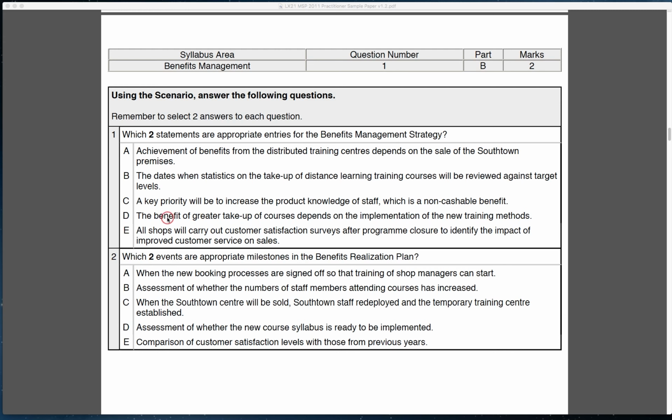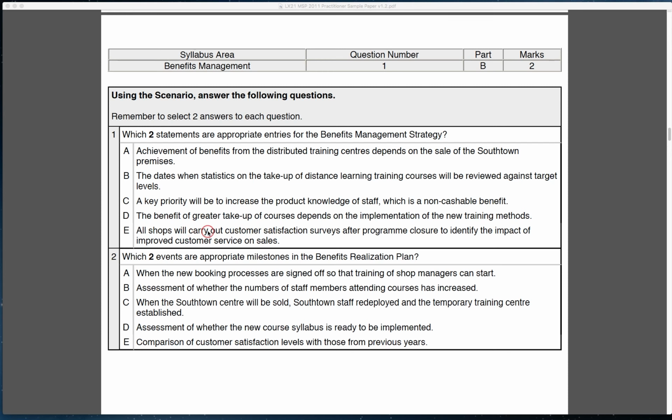D, the benefit of greater take-up, of course, depends on the implementation of new training methods. So part of that's looking at the benefits realization plan and not the strategy, and again looking at the benefits map, because now we're looking at dependencies. It's a very similar statement to A, just looking at different areas. So again, that's not an answer, and hopefully E will be, because it's the only one left.